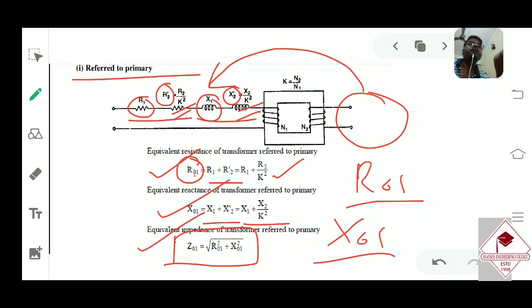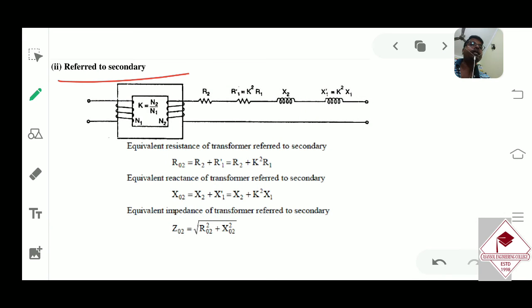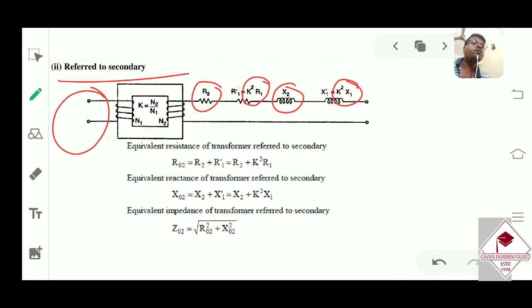Similarly, we will see all the parameters being referred to the secondary side. Let us see this one, referred to secondary. See, nothing is there in the primary side, so it has been transferred to secondary. Here R2 and X2 already exist in the secondary side, so this R1 and X1 have been transferred. R1 dash is multiplied by K square, so K square R1 gives R1 dash and K square X1 gives X1 dash, right?